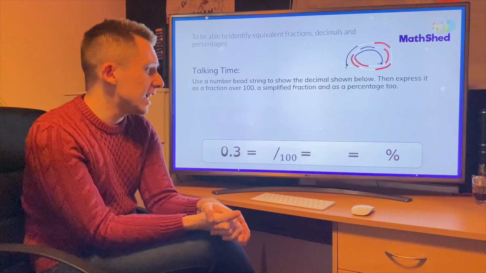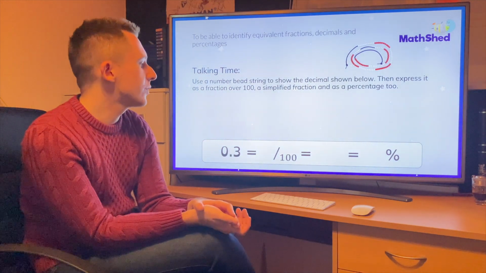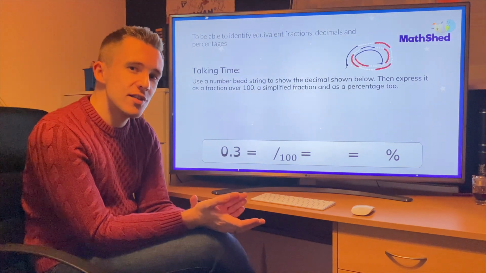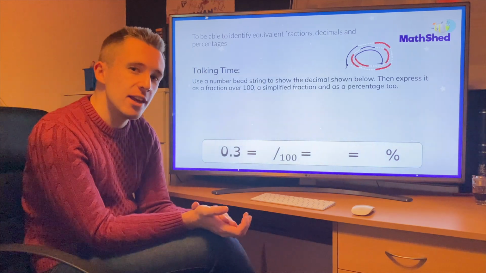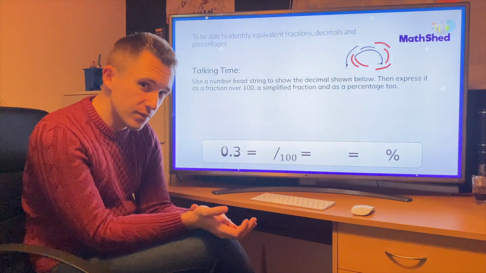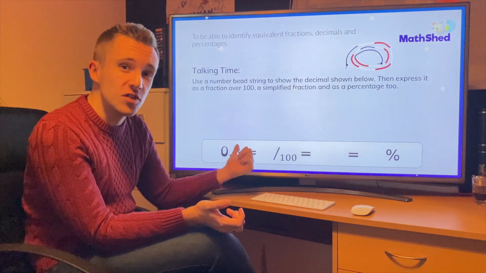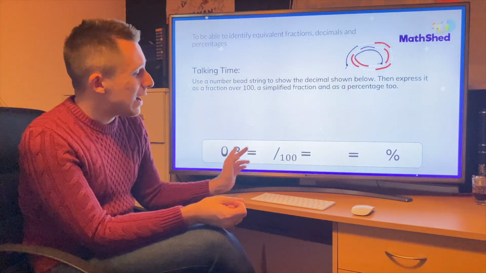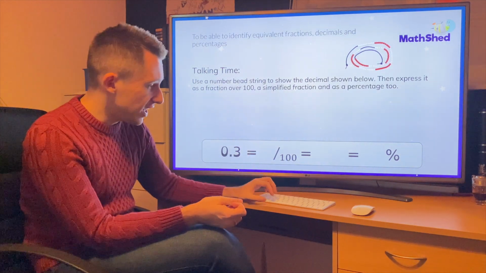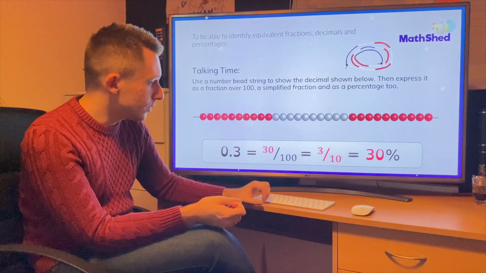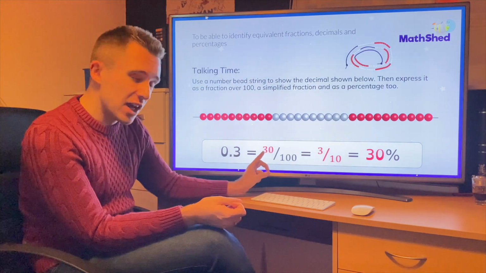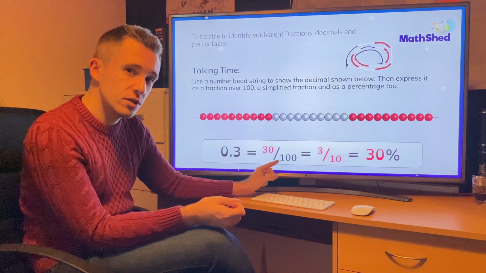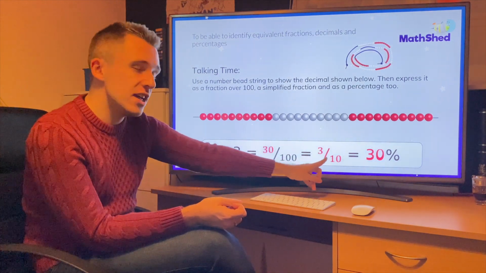So let's have a look at this one here. It says use a B string, but don't worry, you don't need to. We have 0.3. Now, we need to remember that 0.3 is actually 0.30. We have a 0 at the end here that we can't see. It's a placeholder. So it's 0.30. That would be the same as 30 over 100. 0.3 becomes 0.30. That's the same as 30 over 100, which is the same as 3 over 10.